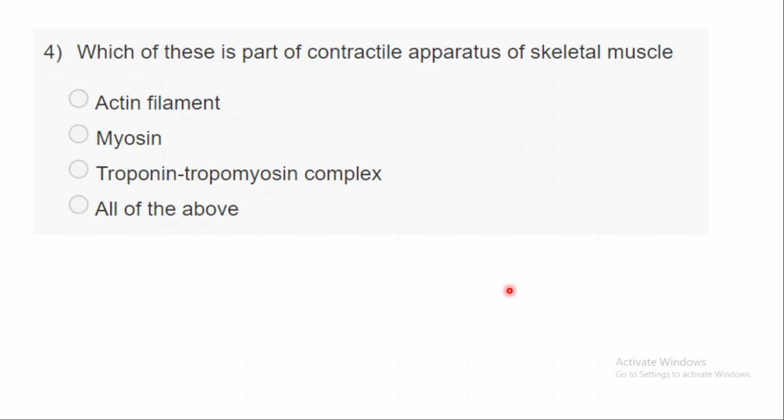Number 4. Which of these is part of a contractile apparatus of skeletal muscle? So another question on skeletal muscle. Which of these is a part of the contractile apparatus of a skeletal muscle? Option A, actin filament. Option B, myosin. Option C, troponin tropomyosin complex. Option D, all of the above.